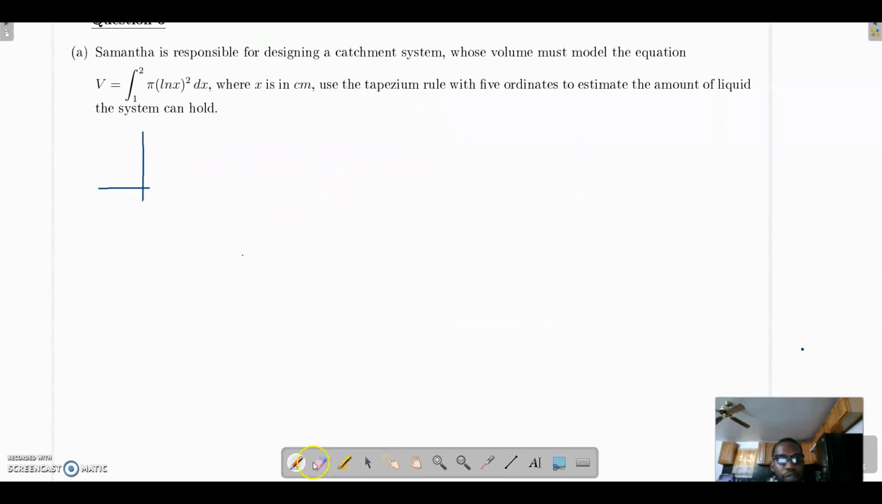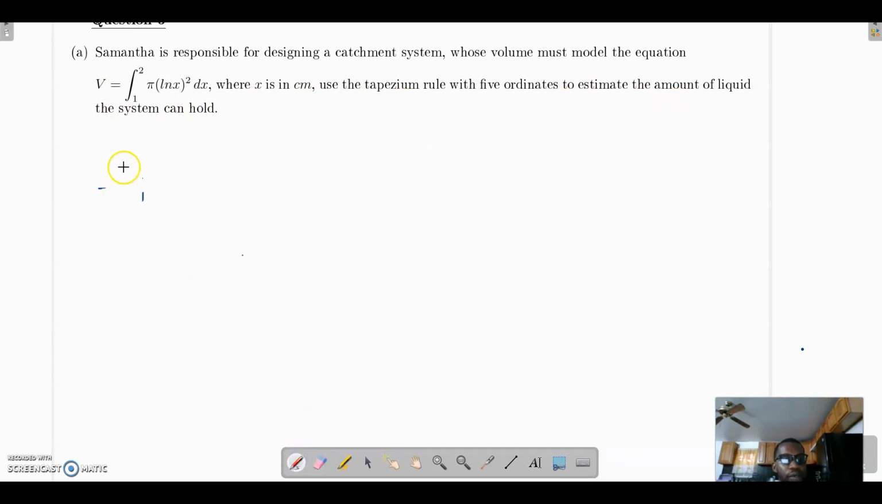Hello guys, we now move to the next question. It says Samantha is responsible for designing a catchment system whose volume can be modeled by the equation volume is equal to this, where x is in centimeters. Use the trapezium rule with 5 ordinates to estimate the amount of liquid the system can hold.